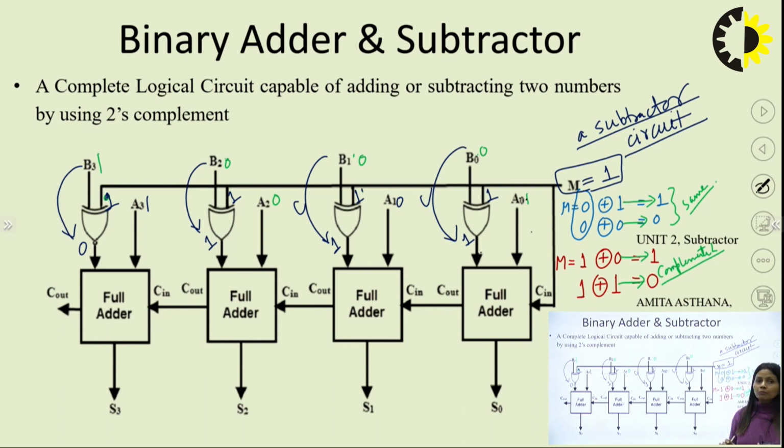which is working both ways, as adder as subtractor, depending on the value of m. Don't forget to add the value of m, and don't forget to add the XOR gates. These are 2 key points which we will remember while answering the question of binary adder and subtractor. Next.